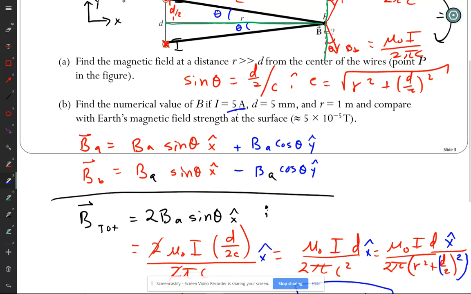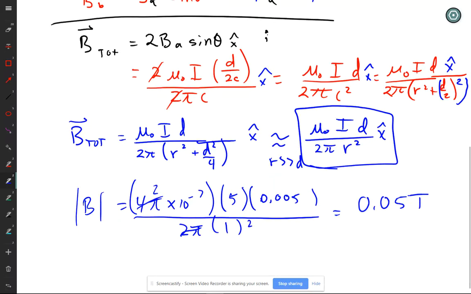Really? Wait, did I do that right? No, I did not do that right. Whew. I was like, that's really big. I forgot the times 10 to the minus 7. So I have 1 times 10 to the minus 6 times 10 times 5 times 10 to the minus 3. 5 times 1 is 5 times 10 to the minus 10 Tesla. More like it. It's a very weak magnetic field.